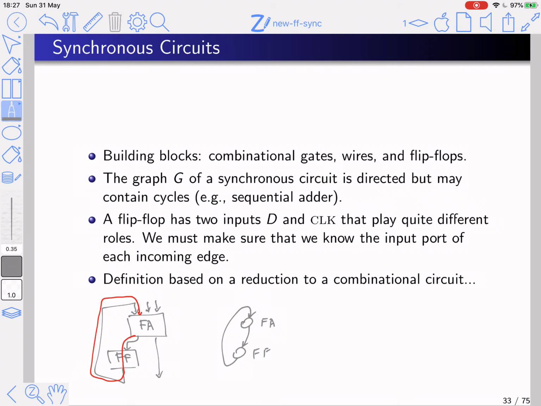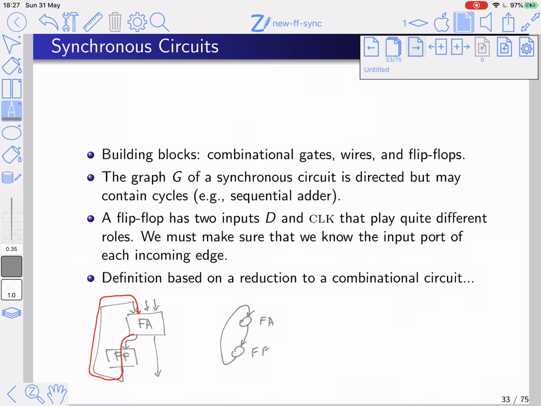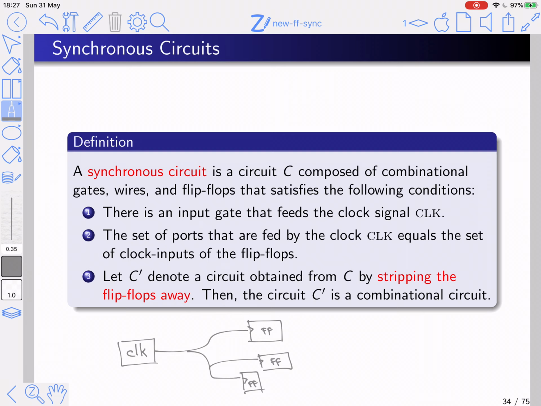Okay, now recall that a flip-flop has two inputs, the data input and the clock input, and these two inputs play different roles, and we have to make sure that we know what input port is connected to what in our graph, because you cannot connect a clock to anything you want, and you cannot connect anything you want to a clock input of a flip-flop. Okay, so the definition that we propose is based on a reduction to a combinational circuit.